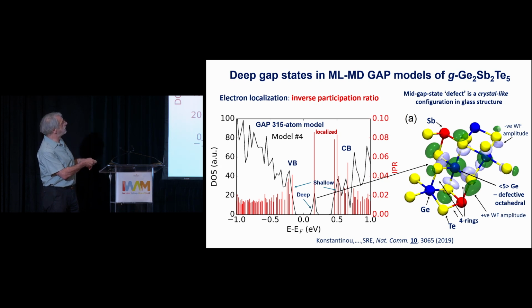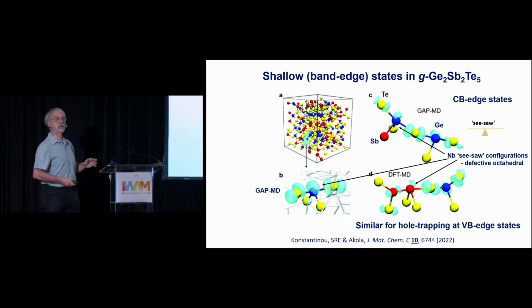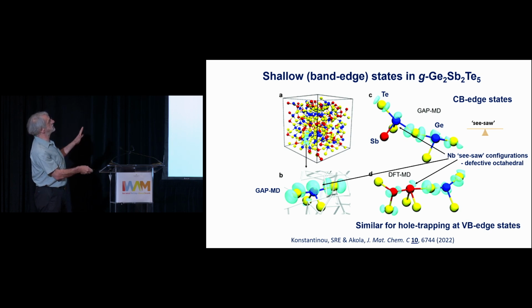What about these shallow, that is band edge, states, which are also quite localized? What do they look like? They look completely different. They are small chains of these hyperbonded seesaw units. So here's a seesaw unit, here's another seesaw unit, right? Here's the fulcrum, here's the plank. These are the germanium atoms here. These are all conduction band states. These are from the GAP model, and this is from a DFT model. So you can see the same in DFT or in GAP, and the same at the valence band edge too. So why is this interesting?